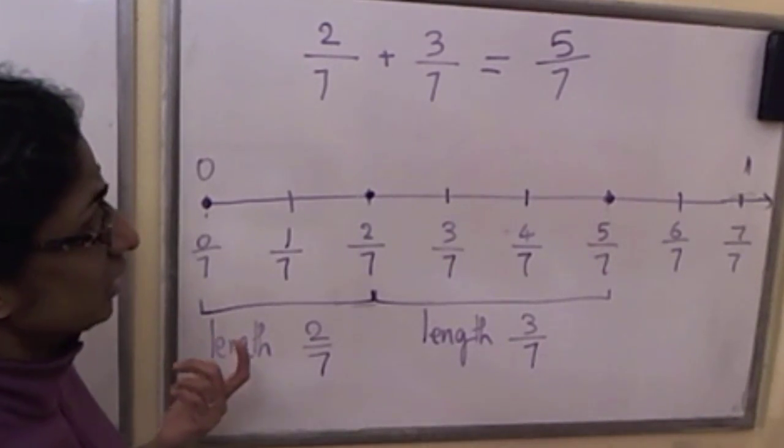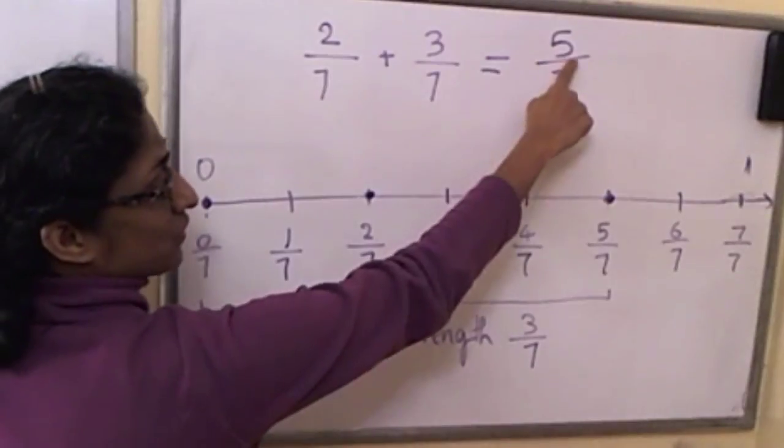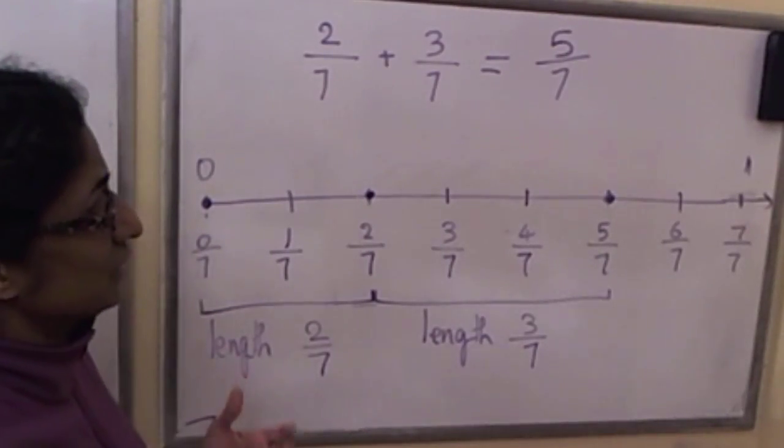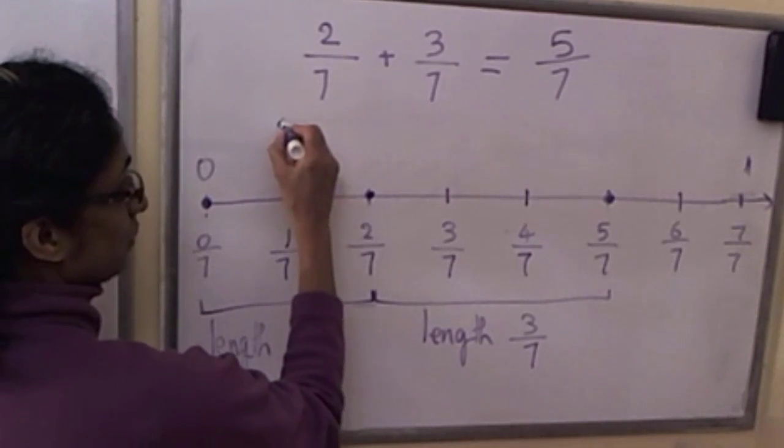And look at what happened. It sure looks like the previous problem. It looks like really 2 plus 3 is the 5. And that is exactly correct. Why is that? Look at this. Here's another way of looking at it.